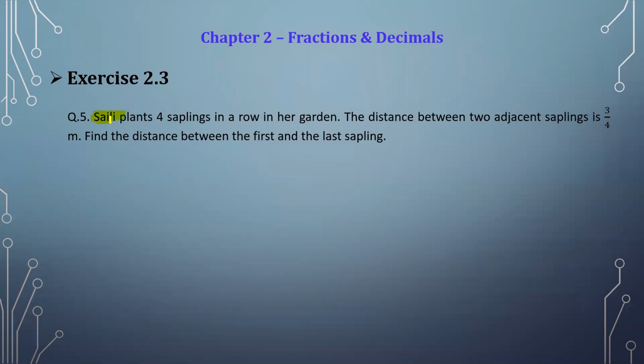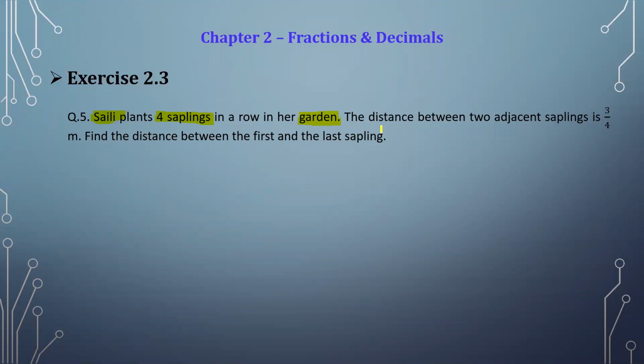Siley, the name of a girl, plants 4 saplings in a row. Saplings means the small trees they are planting, like in our school, we offer saplings to guests. So she wants to plant 4 saplings in a row in her garden. That means she is planting those saplings in the garden. And how many saplings is she planting? 4 saplings she is planting.